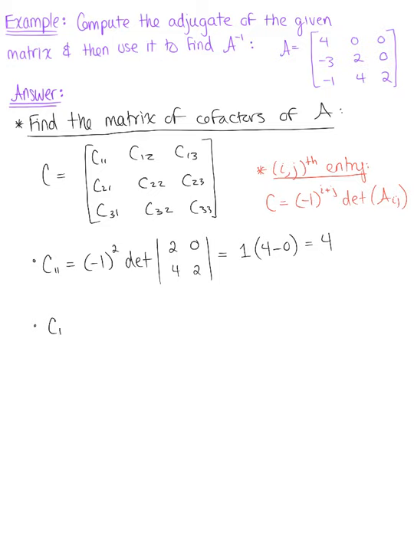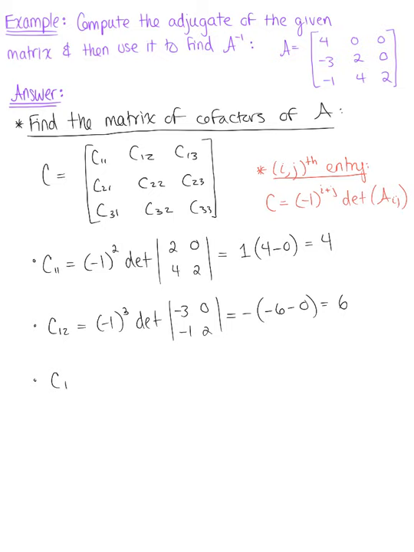So then we have the cofactor in the first row, second column, which is -1 cubed multiplied by the determinant of the submatrix -3, 0, -1, 2. So this will be -1 multiplied by -6 minus 0, which leaves us with positive 6.